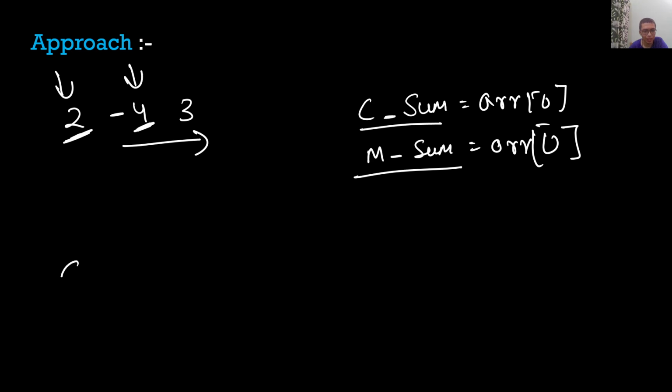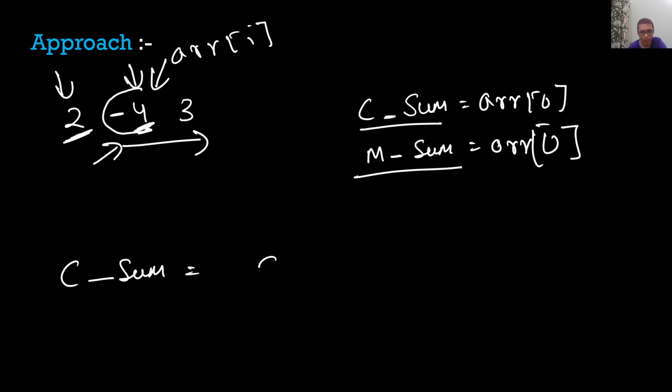So my current sum at any moment would be either this element itself, because I can start a new subarray from this element. Let's call this ARR of I, the ith element of this array. So either it could be ARR of I, my current element, or it could be my current subarray sum. So either it could be 2 minus 4.